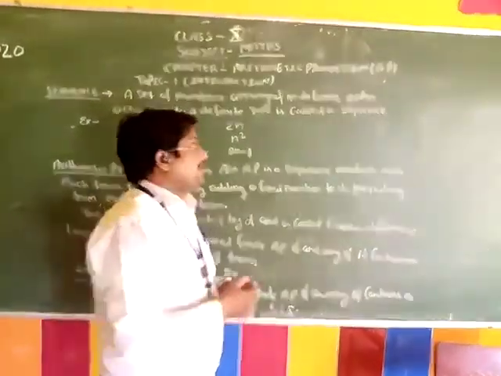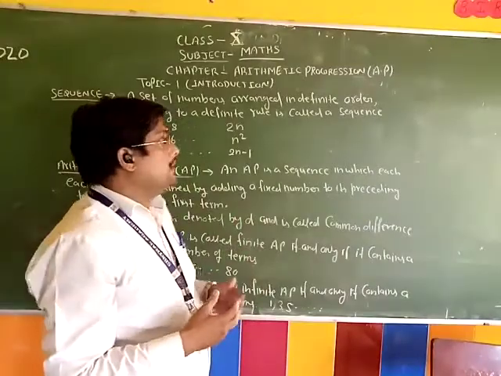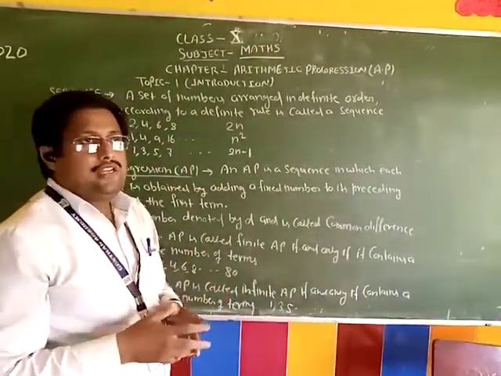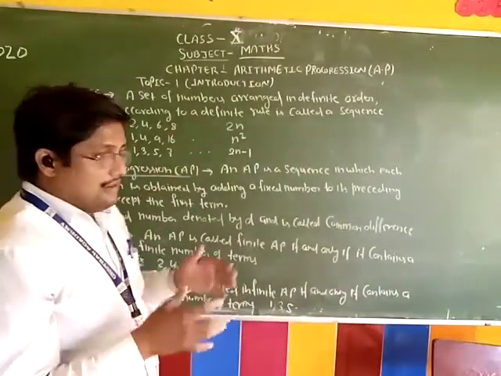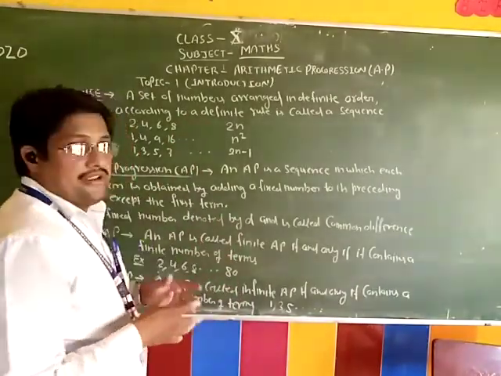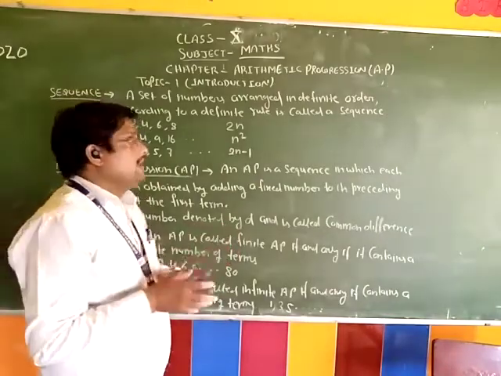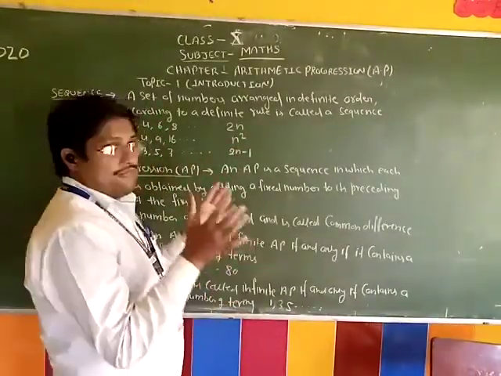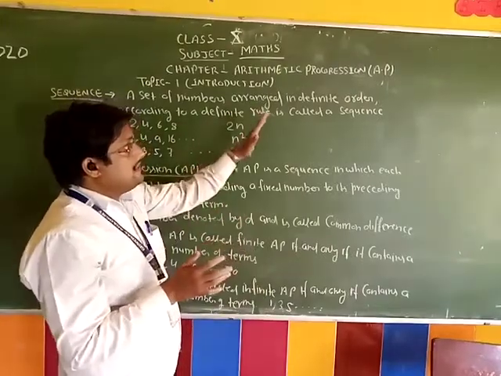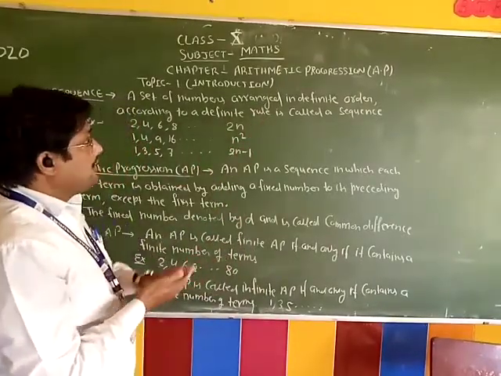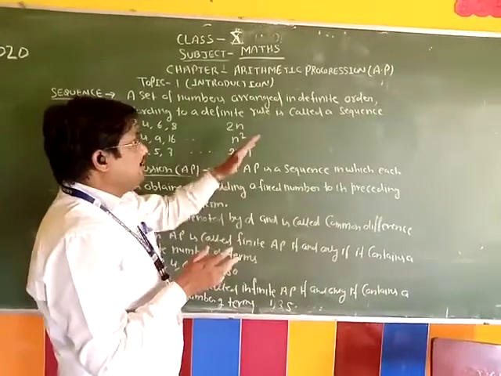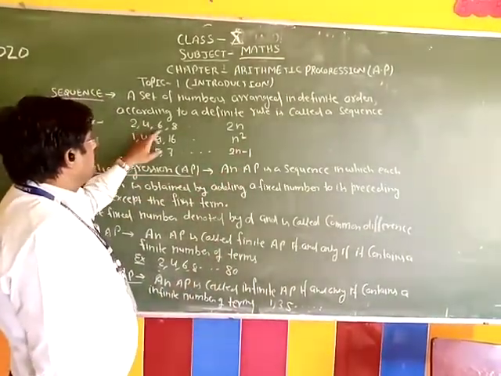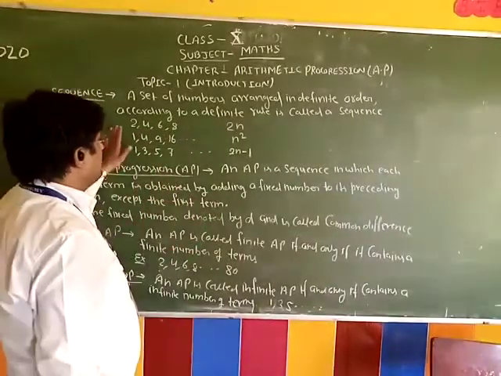Before explaining what an arithmetic progression is, first let's explain what a sequence is. A sequence is a set of numbers arranged in a definite order according to a definite rule. For example, 2, 4, 6, 8 are a set of numbers.